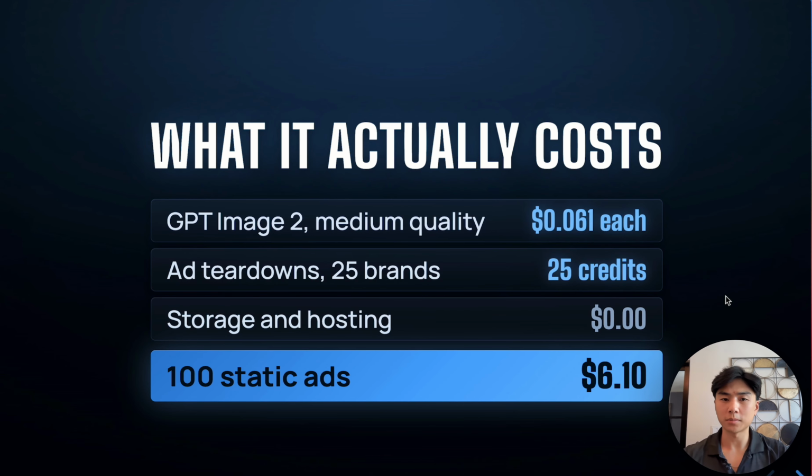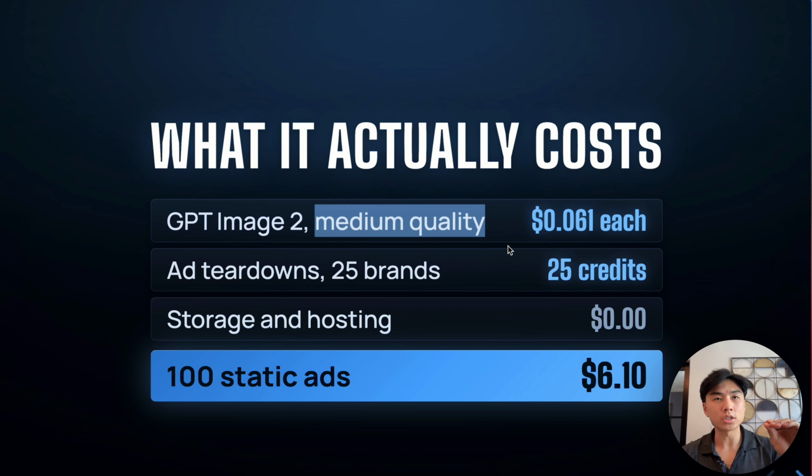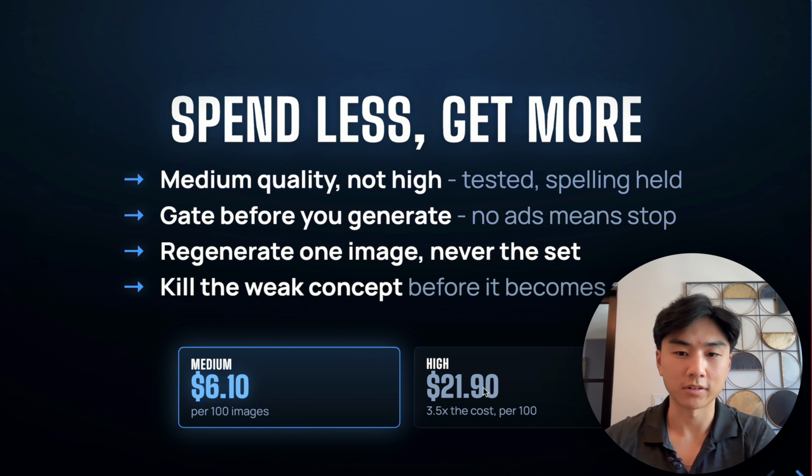So just to give you some idea on cost, you can get 100 static ads that look really good for about $6. This is on medium quality. I recommend going to high quality, and it's actually going to make it a bit more expensive, where this would suddenly turn into $20. But again, to be able to test at that level, not a big deal. Yeah, so actually I have a slide right here. Putting on high quality is at $21.90.